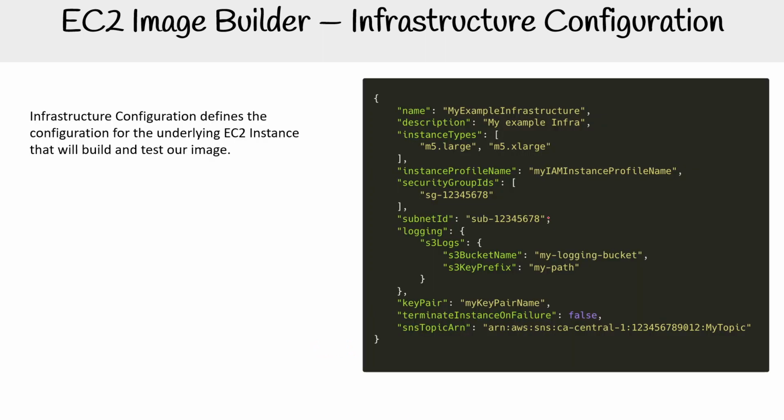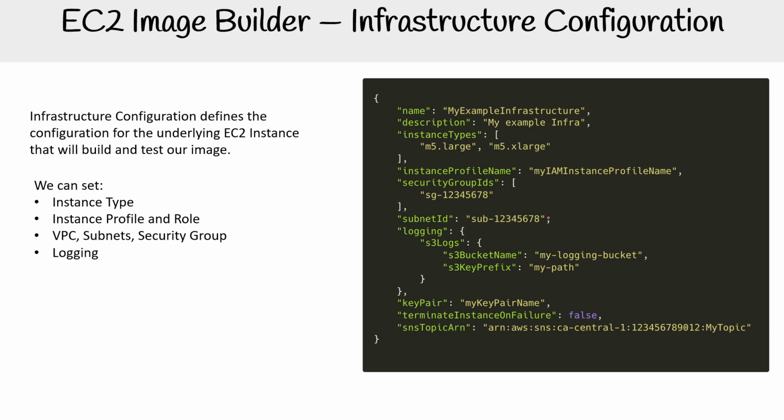We have infrastructure configuration. So this defines the actual compute that will run the base image, such as the instance type, the instance profile and role, the VPC, subnets, security groups, logging, key pair for SSH, termination protection. It's supposed to say protection, not project. So we're talking about this over here.